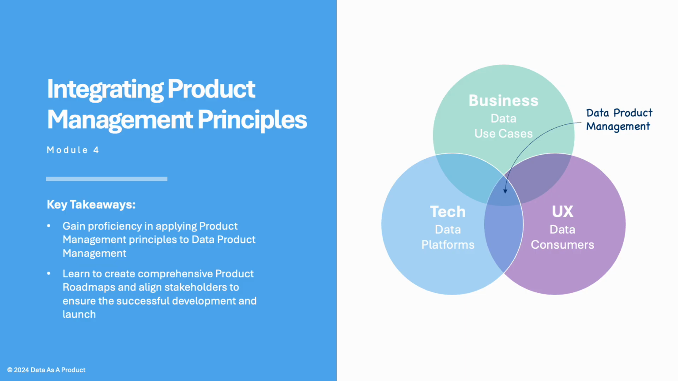functional, but also impactful. Throughout this module, we'll dive into key areas such as user research, designing products and features, prototyping and testing, strategic road mapping, and product marketing. These are the core pillars of product management that will help you develop data products that resonate with your audience and drive business success. By the end of this module, you'll gain proficiency in applying these principles to data product management. You'll also learn how to create comprehensive product roadmaps and align stakeholders to ensure the successful development and launch of your data products. So let's get started and explore how you can elevate your data product management skills by integrating these essential product management principles.